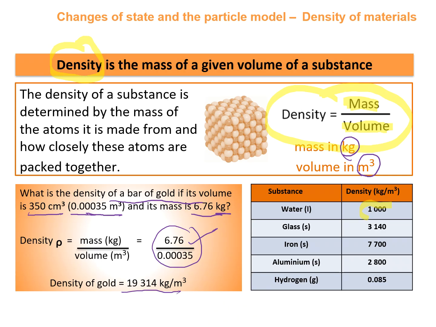And then in this table here, it gives you some typical densities. Water has a density of 1,000 kilograms per meter cubed, a ton. Glass, you can see, is more dense than water, hence why it sinks. Iron is more dense than glass. Aluminium has a low density compared to iron, hence why it's used for lightweight bikes, window frames, and the metal of aeroplanes, etc. And hydrogen, being the lightest gas, has a very, very low density.